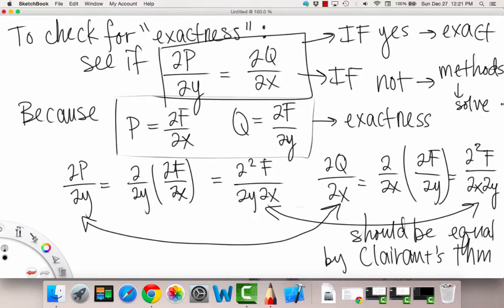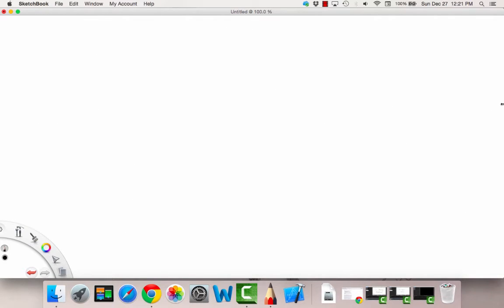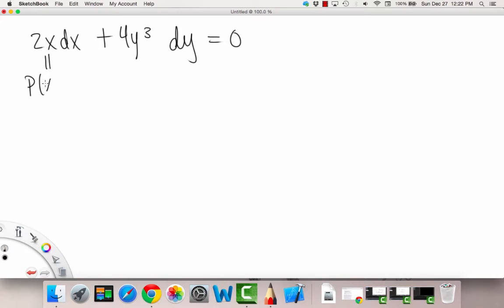Alrighty, so let me show you what to do with an exact equation. Let's try solving 2x dx plus 4y cubed dy equals 0. First of all, let's identify what our P and Q are. P of x, y usually comes in front of dx, so P of x, y is equal to 2x, and our Q comes in front of dy. So Q of x, y is equal to 4y to the third.